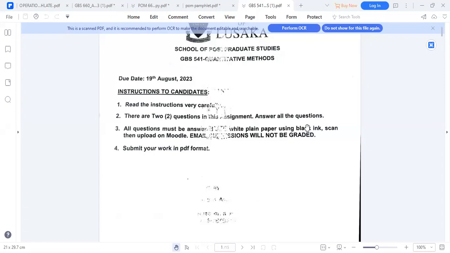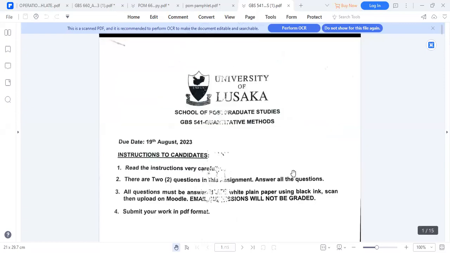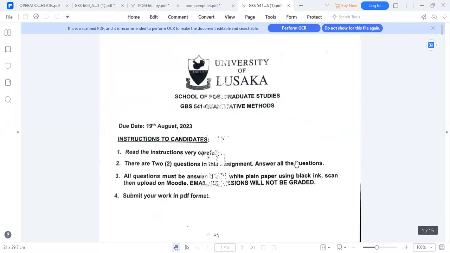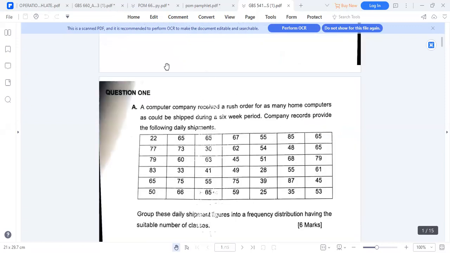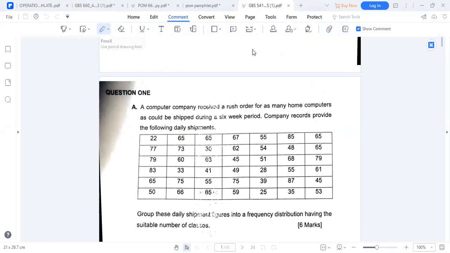You're looking at the assignment review. That is the QM assignment. Okay, so we are going to question 1. So the first question.